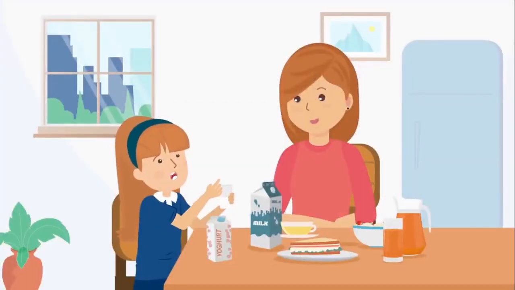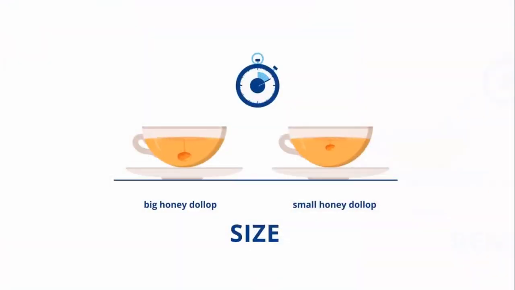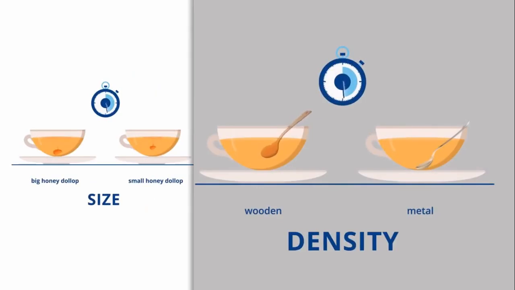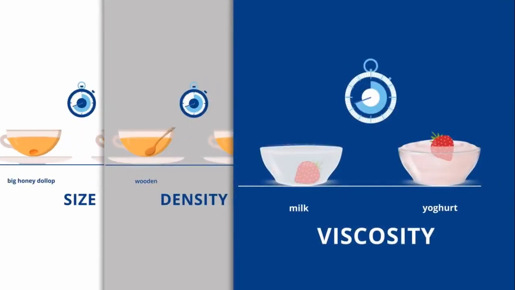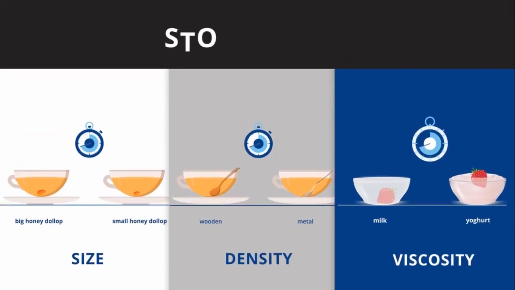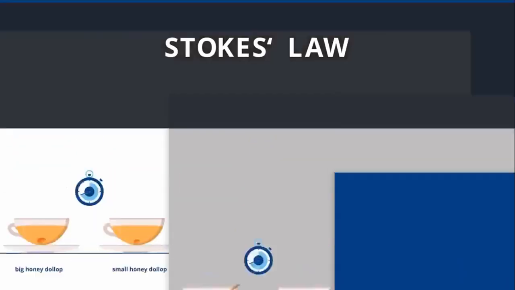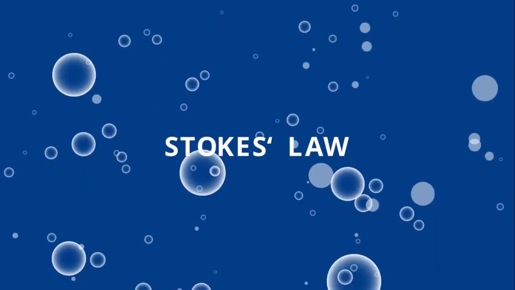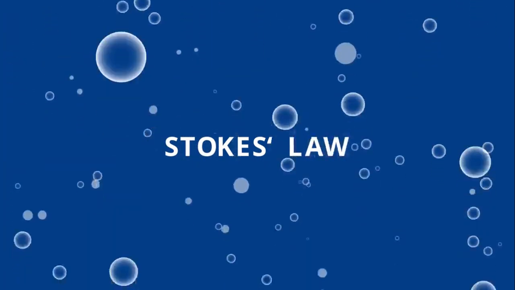Do you see? The speed a particle travels through a liquid depends on several things: the size of the particle, its density, and the viscosity of the liquid it's travelling through. These all come together in a really cool formula known as Stokes' law. It describes the speed a particle travels through a liquid.